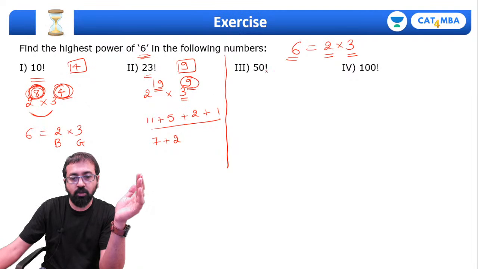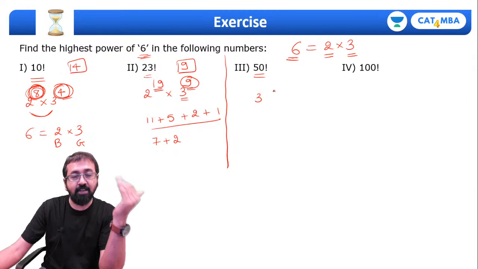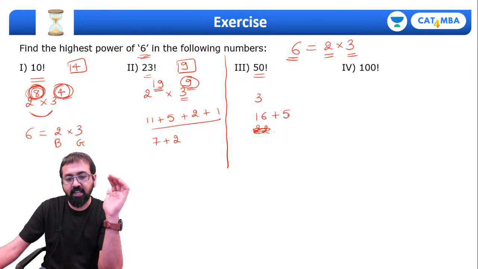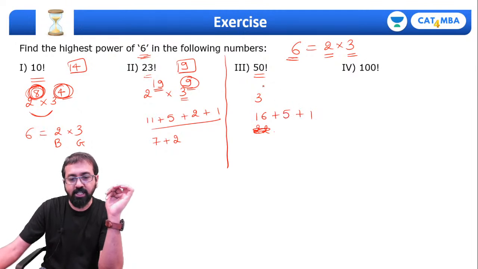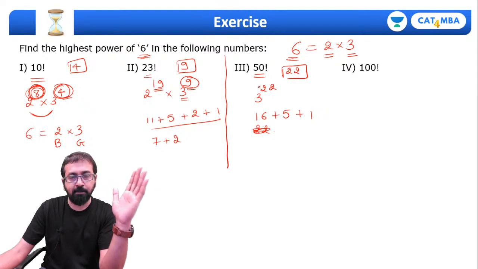So if I want to find out power of 6 in 50 factorial, I really don't need to look at power of 2. I'll just check what is the power of 3. I'll be able to make only that many pairs, or I'll say I'll have only that much power of 6 in 50 factorial. So what is the power of 3 in 50 factorial? Do you remember this thing? Was it 22? Guys, let's quickly do it. So it's 16 plus 5 plus 1, right? So it was 22. So power of 6 in 50 factorial will again be 22. Now we don't need to look at power of 2. Yes, everyone, have you understood this part?